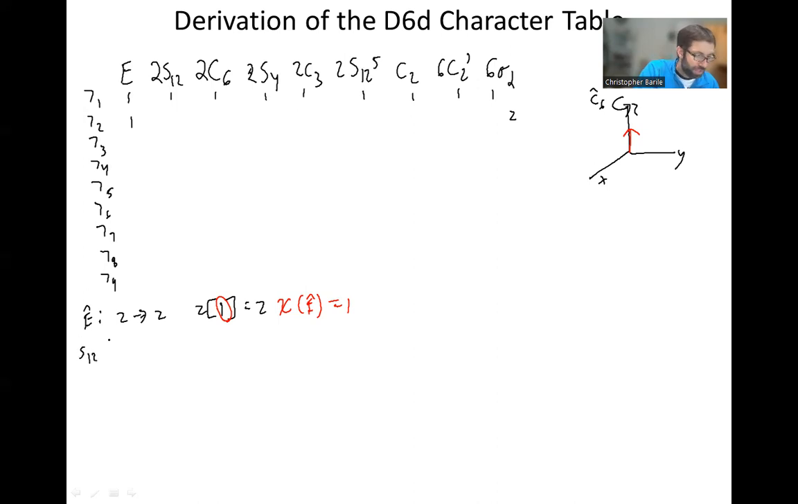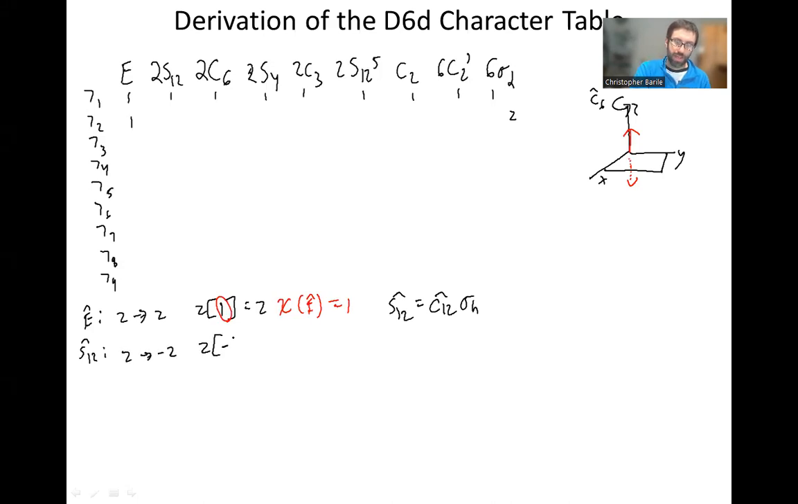So then we go for the S12. The S12, as we said a moment ago, is a C12 followed by a sigma h. A sigma h, in this case, is in the xy plane. It's horizontal to the z vector. So what's going to happen? Well, first we do a C12, rotating the z vector by 30 degrees. If we rotate by 30 degrees, that z vector is still pointing up. But then if we do a sigma h, a flip, the vector is looking at itself in the mirror plane. So we end up flipping this z vector into the negative of itself.